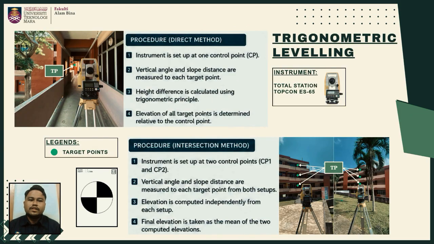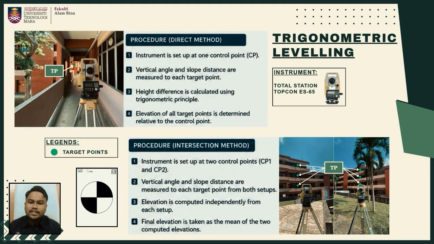After the establishment of control points, the trigonometric leveling work was carried out using the two types of method, which is direct method and intersection method. For direct method, instrument is set up at one control point only. Vertical angle and slope distance are measured to each target point. Height difference is calculated using trigonometric principle. And then, the elevation for all target points is determined relative to the control points.